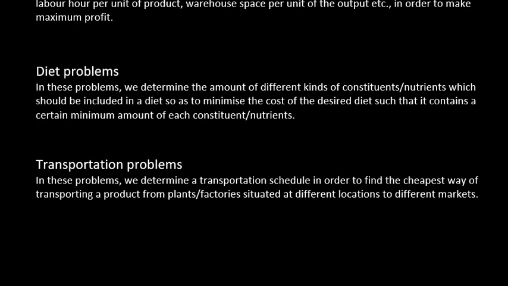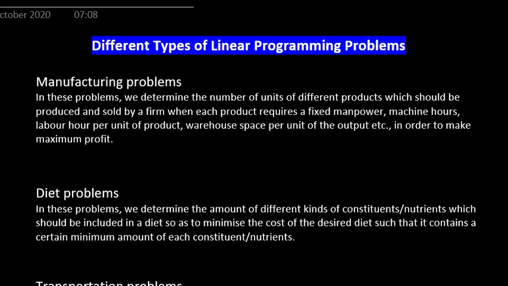Then we have transportation type of problems. In these problems we determine a transportation schedule in order to find the cheapest way of transporting a product from plant factories situated at different locations to different markets. There are many more types of problems. Okay, so let us see a few problems.